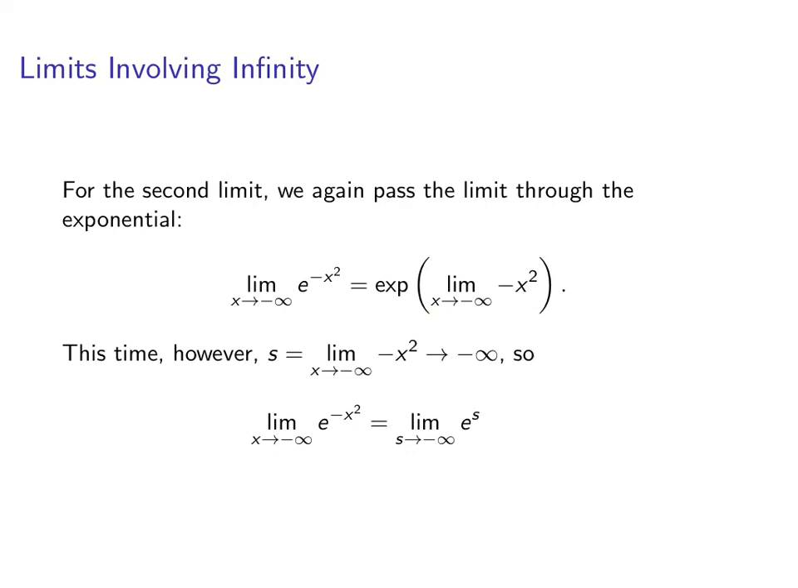Remember that the graph of the exponential function goes off to infinity when the independent variable gets very large. But if the independent variable is getting very large on the negative side, you're going to go off to 0. So it's a little different.